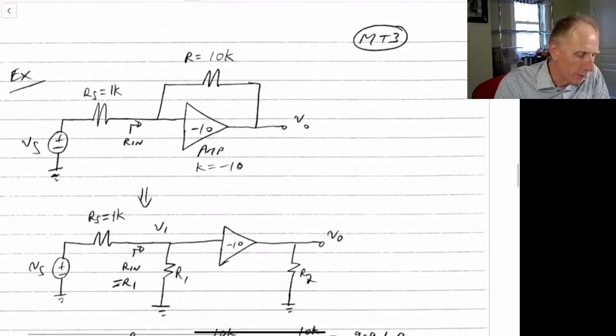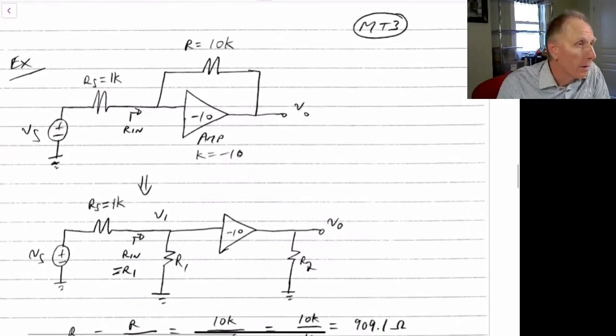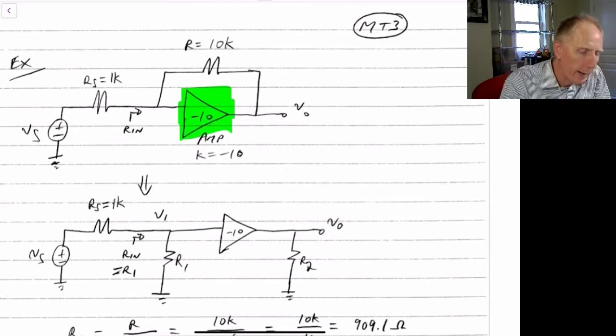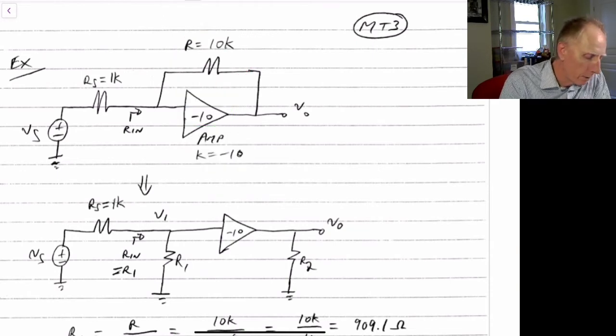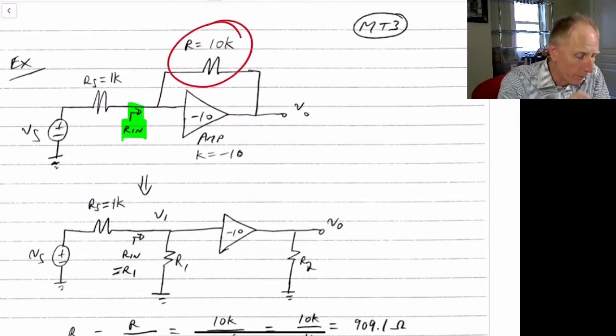So let's do a couple of examples here. For the first example, we have an amplifier with a gain of minus 10, so an amplifier with a K equal to minus 10. And this is our Miller impedance. In this case, R is a resistor, and its value is 10 kilohms. We'd like to find out what the input impedance is looking into this circuit. We see a 10 kilohm resistor, and we think perhaps the input impedance might be 10 kilohms. Turns out that's not the case, and we'll see what it actually is.